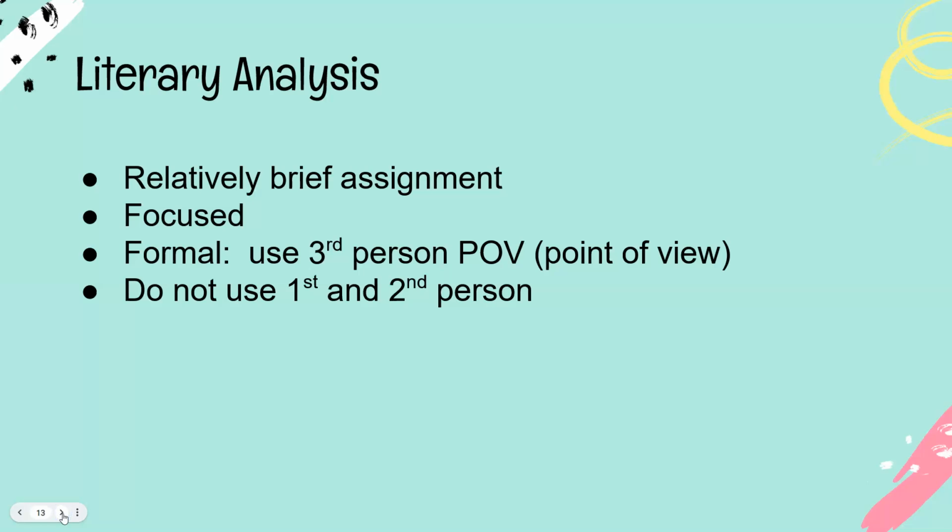For the literary analysis essay, if you recall, it's a relatively brief assignment. So for our class anyway, if you get into graduate school, then it's not so brief. So you want this to be a focused paper. It's formal, using the third person point of view. So you'd use pronouns like he, she, it, they, and not use the first and second voice or point of view, which includes pronouns like I, me, my, mine for the first person, and you and yours for the second person. And this applies to the rest of the type of essays that we're going to discuss in our review.